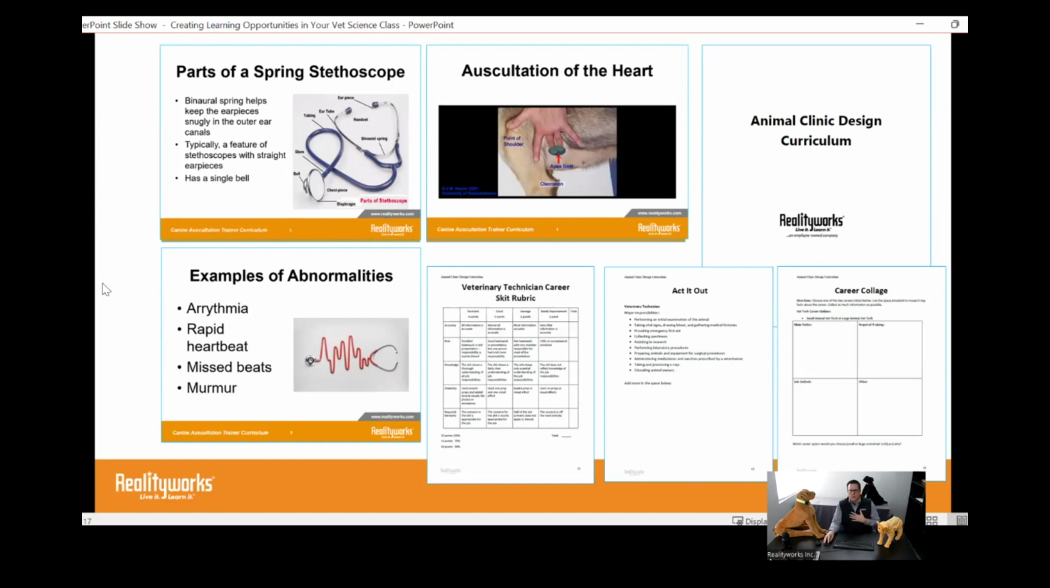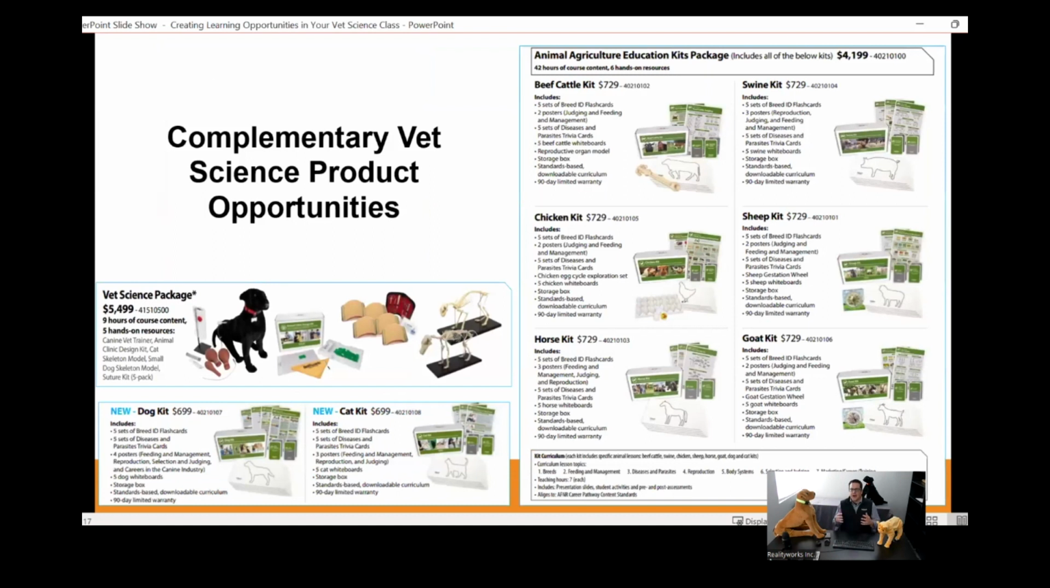Now, with the time we have left, I want to switch course and talk about some of our other complementary vet science opportunities. We talked about our canine vet trainer. We also have a vet science package allowing you to go through and learn about the canine vet trainer, our animal clinic design kit, and some of our skeleton models and suture models as well. So you can use a lot of different hands-on tools to really dig into vet science and bring new opportunities into that classroom that you may not be able to bring the real thing into.